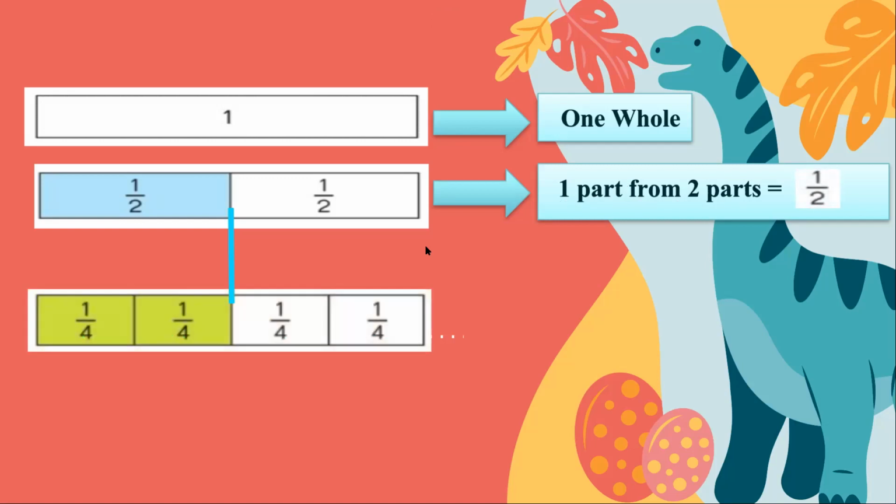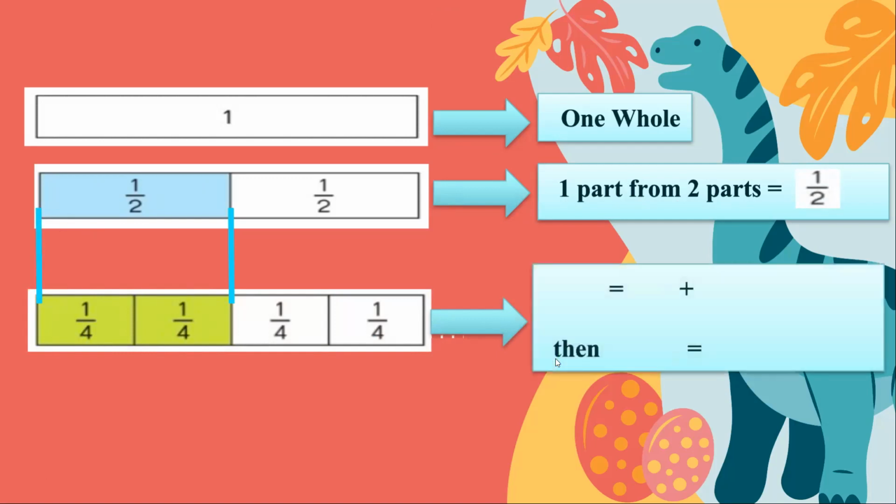If I took the same module and divided it into 4 equal parts, which is 1/4 plus 1/4 and another 1/4 and 1/4, we will find out that the 1/2 is equal in size to 1/4 plus another 1/4. So here we have 1/2 is equal to 1/4 plus 1/4, then the half is equal to 2/4.